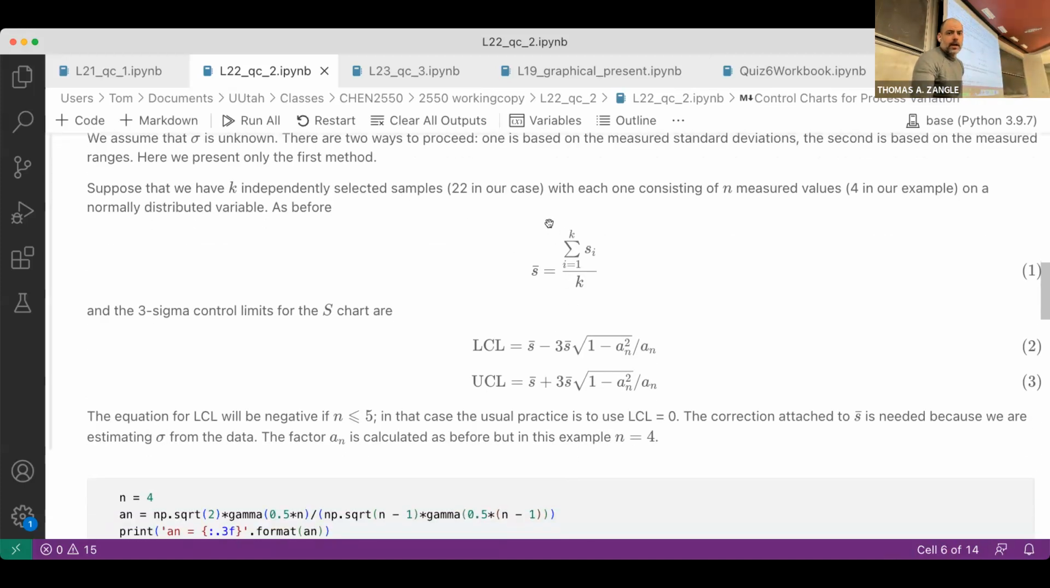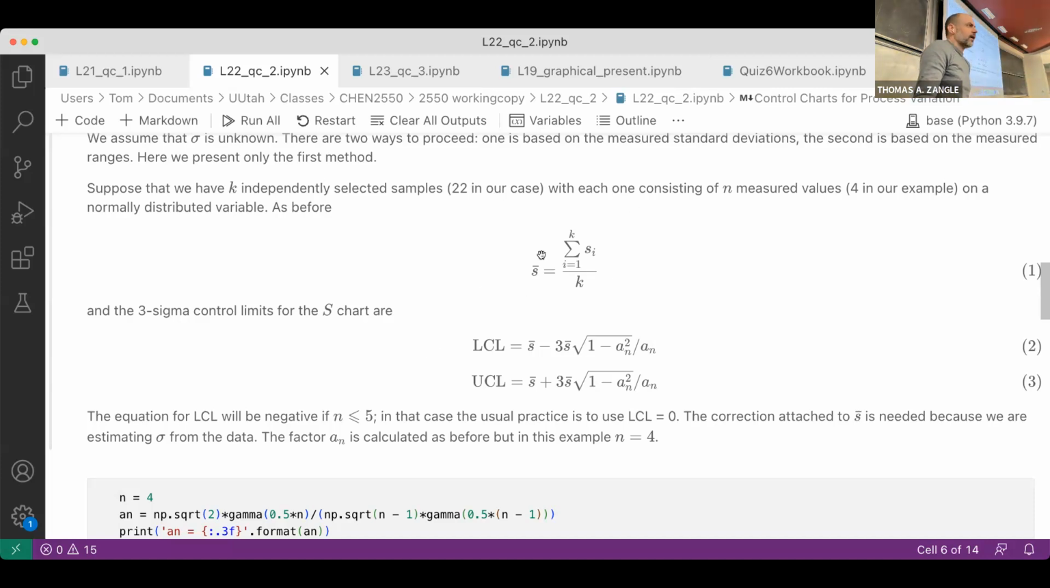In this case, because we're not given the population standard deviation, we need to estimate it. And the way we're going to do this is basically just take the mean of all of the individual standard deviations that we have obtained. So our S bar, our average standard deviation, is just the mean of all of the individual measured standard deviations.